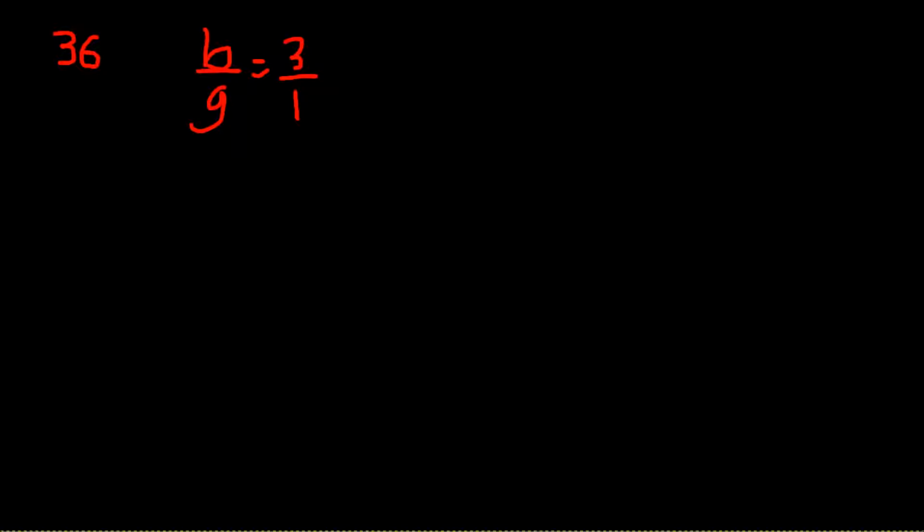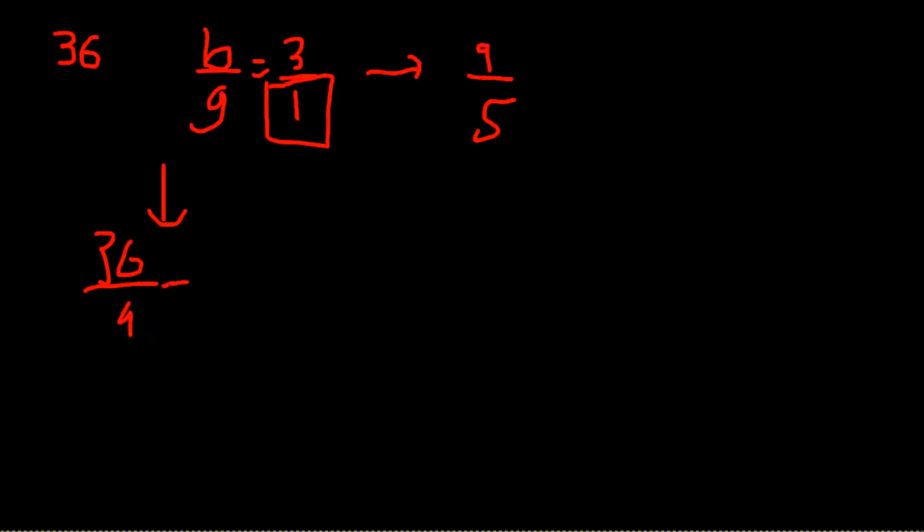It's given as 3 is to 1, and it asks you how many more girls need to be added so the ratio becomes 9 is to 5. Now you've been given the total number and the ratio, and you can see it's divided into 4 parts. So divide 36 by 4 and you get 9. So 9 girls and 27 boys originally.